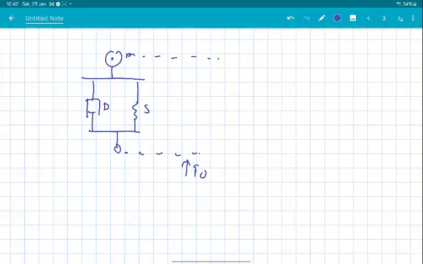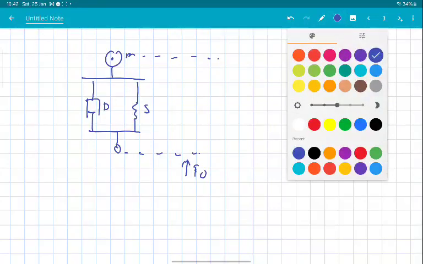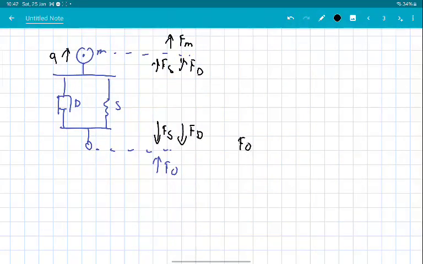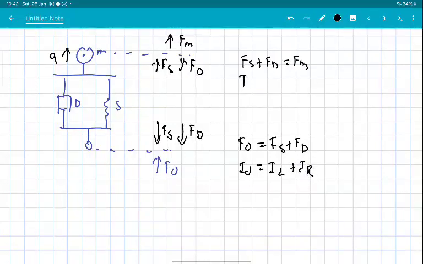And I'll draw my second line of action here. So we know the spring opposes the motion, and so does the damper, and your mass goes in that direction because acceleration is there and we don't have a boundary. So over here we say F0 equals Fs plus Fd, Fs plus Fd equals Fm, so I0 equals IL plus IR, IL plus IR equals IC.